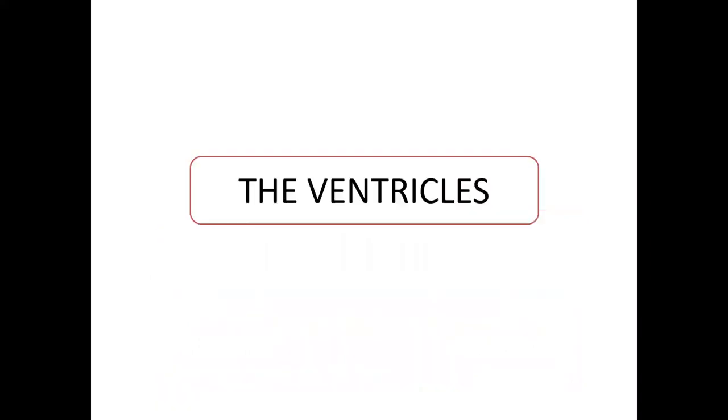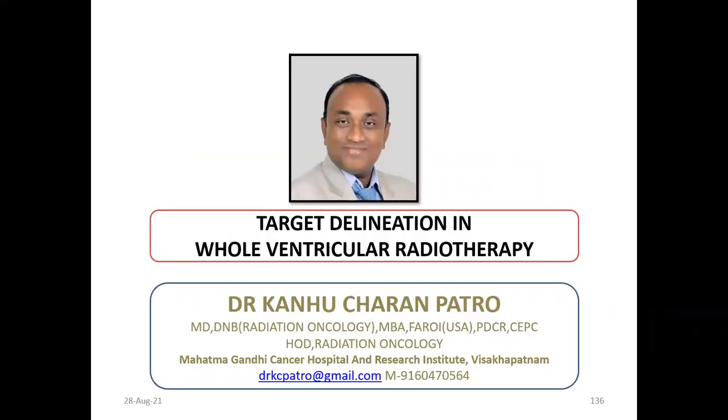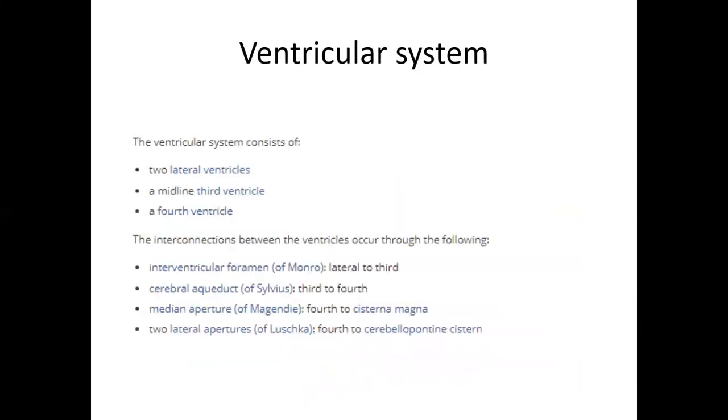So, in whole ventricular radiotherapy, mostly in germinoma, in germ cell tumor of the brain, there is an indication for whole ventricular radiotherapy. So, before going to the target delineation, we have to understand the ventricles and cisterns. So the ventricles: we have two lateral ventricles, one third ventricle, one fourth ventricle. From the lateral ventricles to the third ventricle, there is a communication called foramen of Monro.